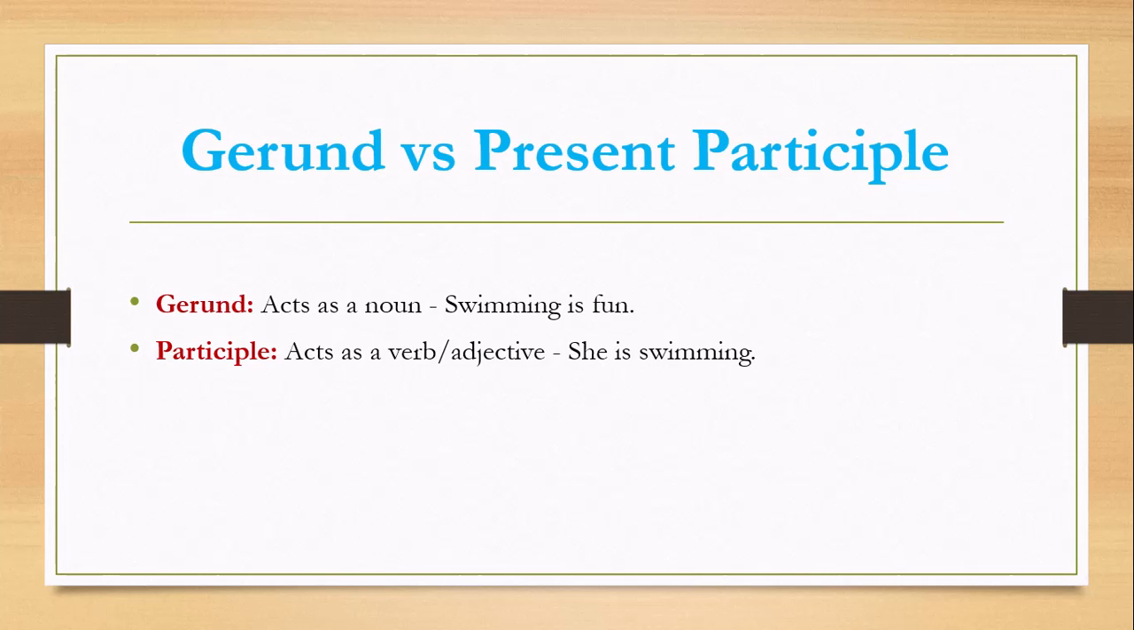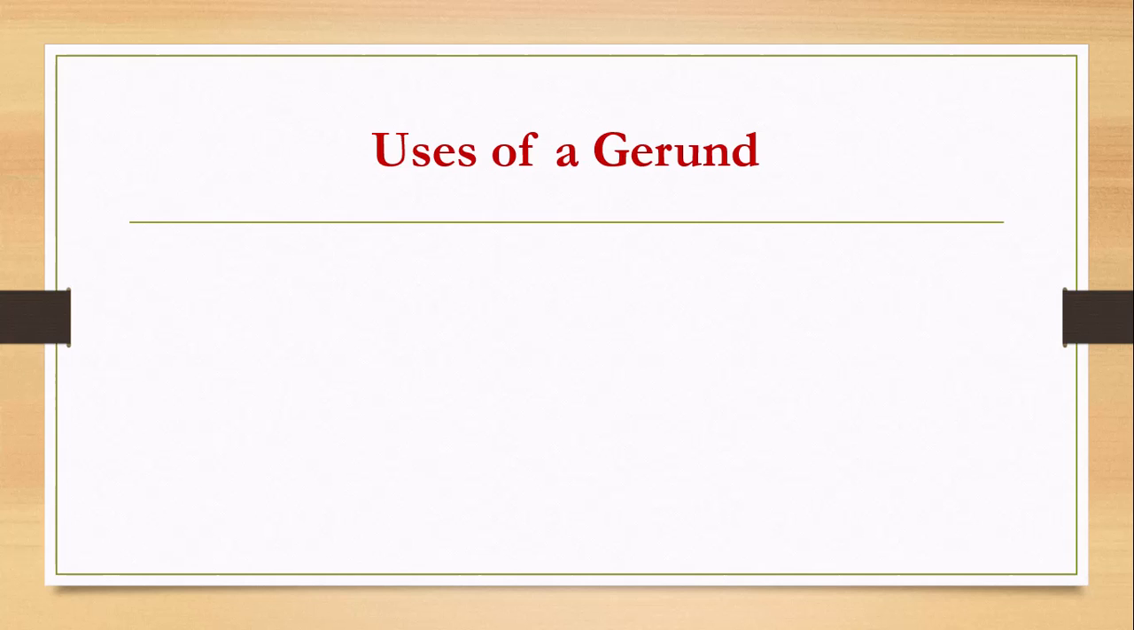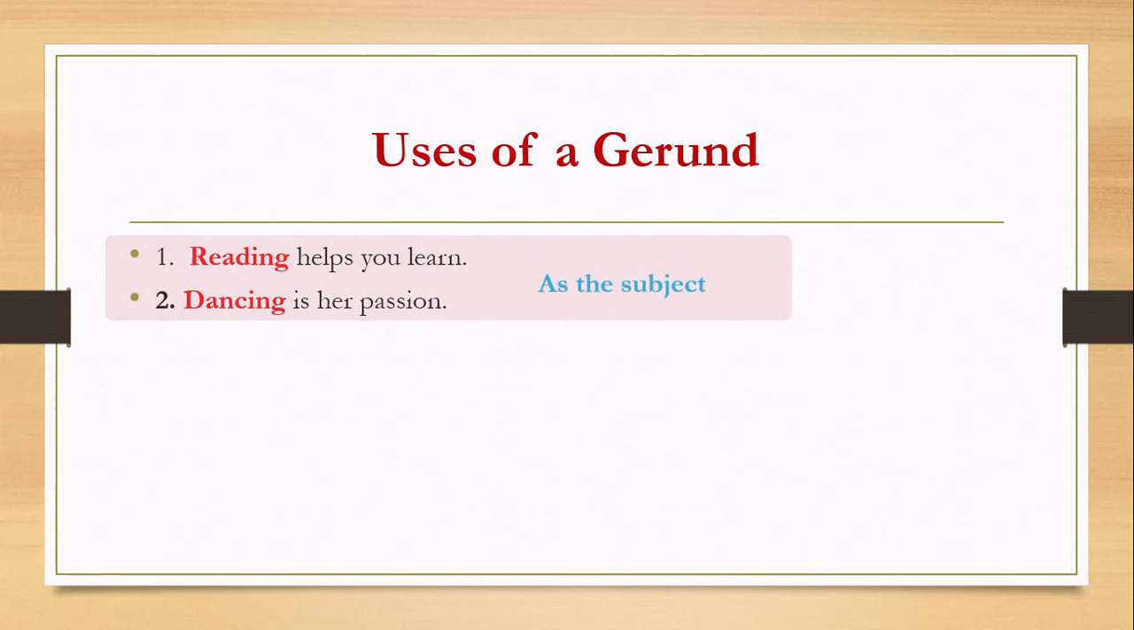Let's see some sentences used as a gerund. See, reading helps you learn. One more is here: dancing is her passion. So these two words are a gerund. And here, can you guess the function of these words in this sentence? Yes, they are the subjects.